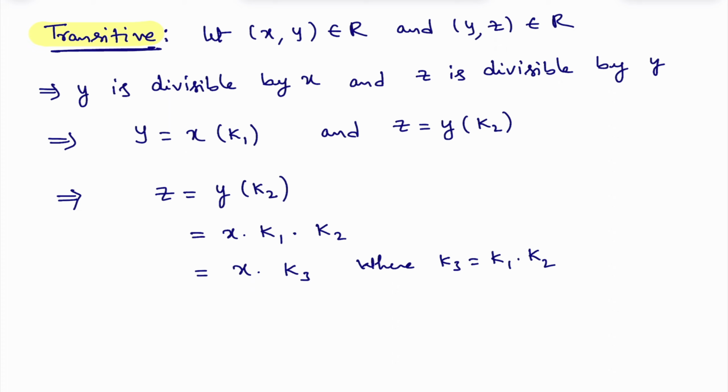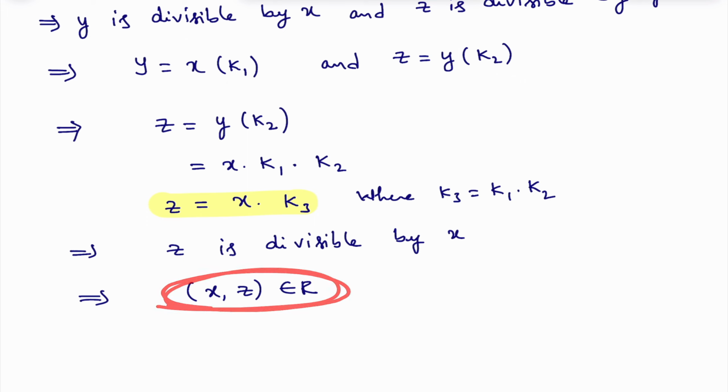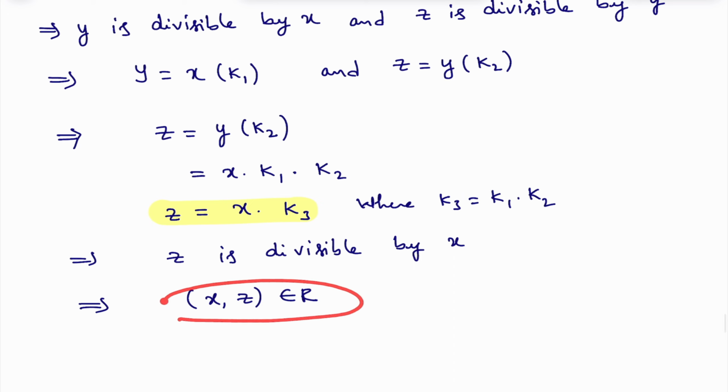So the point you need to observe here is that I got z as a multiple of x. z can be written as a multiple of x. This itself indicates that z is divisible by x. If z is divisible by x, then I can write that x comma z belongs to this relation. So if such type of ordered pairs exist, then we came to know that x comma z also belongs to this relation.